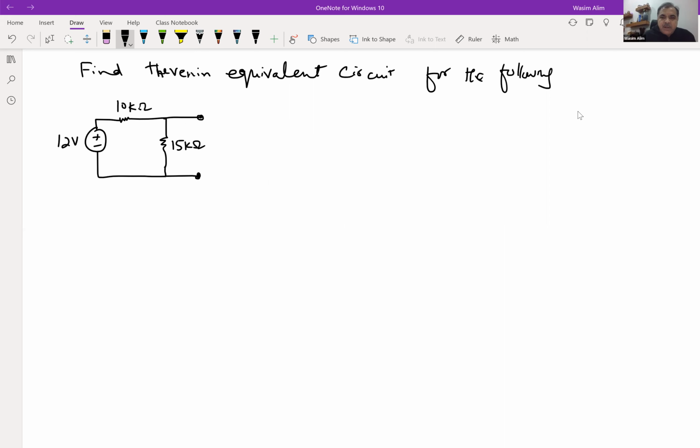And we start with the standard technique, which is finding the I short circuit and V open circuit. Okay. So if I were to find the open circuit voltage for this, this voltage would be the same voltage that is across the 15 kilo ohm resistor, right? Because voltages in parallel are identical. So if we find the voltage of the 15 kilo ohm resistor, we should be fine.